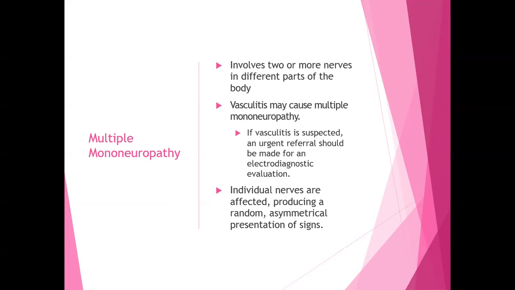So multiple neuropathies involves two or more nerves in different parts of the body. So the individual nerves are affected, and you get a random asymmetrical presentation of signs. So it's almost like you have two or more mononeuropathies. So it's multiple mononeuropathies, if that makes sense.